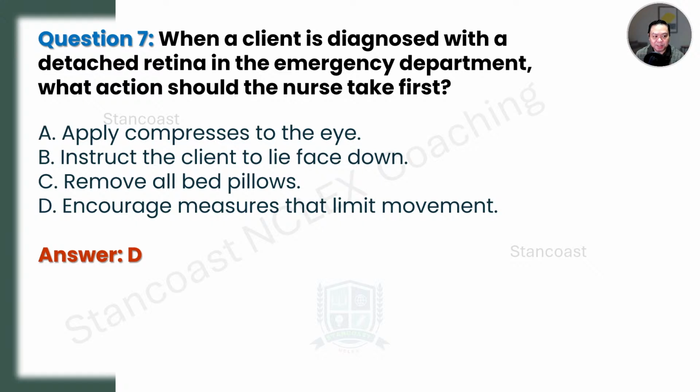If you selected letter B, instruct the client to lie face down, this is not appropriate this time. This can potentially worsen the retinal detachment. We already talked about that prone position. That was about the surgical procedure, right? It could be done in the retinopexy or in a procedure, let's say gas tamponade, in the post-operative phase, but not applicable in the pre-op phase. So they should not be lying prone before the procedure.